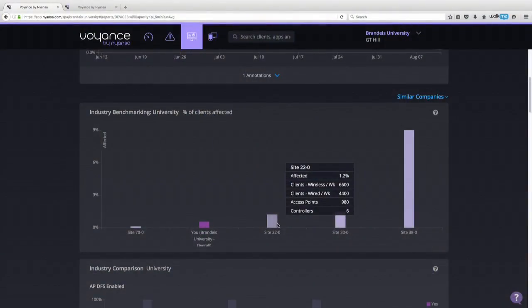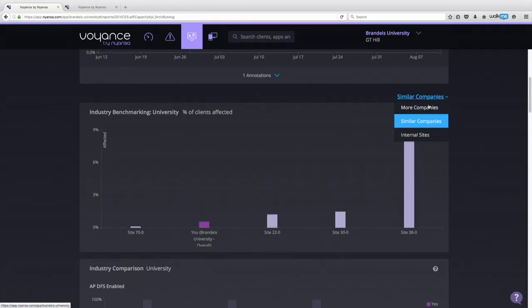If we hover over this, 0.7%. What that means is 0.7% of the end users on the network faced congestion with Wi-Fi. So is that good or bad? Well, comparatively to other organizations, Brandeis has a phenomenal Wi-Fi network, right? They're really good. Notice this is a live comparison. These site numbers are other Voyance customers. They are other universities of similar size.